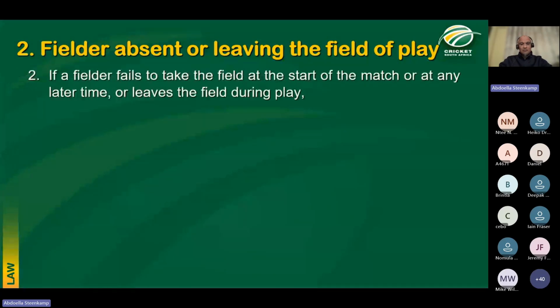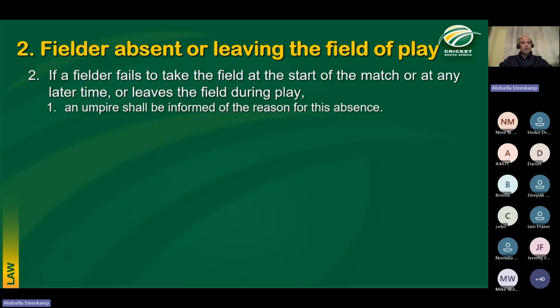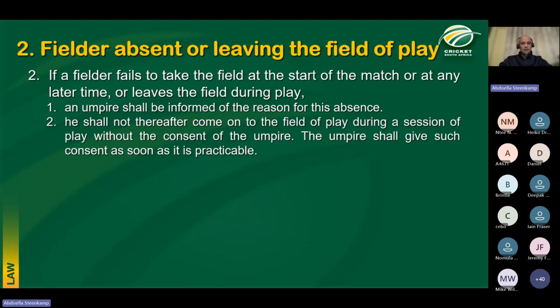Fielder absent or leaving the field of play. If a fielder fails to take the field at the start of the match or leaves the field during the match, the umpires need to be informed of the reason for this absence. Before they leave the field, they need to tell the umpire they're leaving and why. Why is this important? You need to write down in your notebook the time that the fielder left the field of play. We'll now see why that is important.